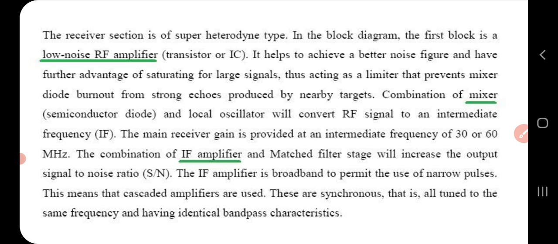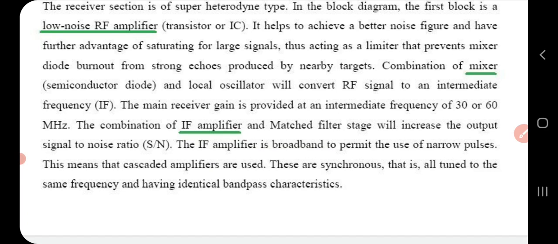The mixer will later convert the radio frequency signal to IF, or intermediate frequency, and that intermediate frequency usually achieved is about 30 or 60 megahertz. Now the combination of the IF amplifier and the matched filter stage will increase the output signal to noise ratio. Now the IF amplifier is broadband to permit the use of narrow pulses. That means cascaded amplifiers are used here, and they are all synchronous. That means they can all be tuned to the same frequency, and they all have identical bandpass characteristics.